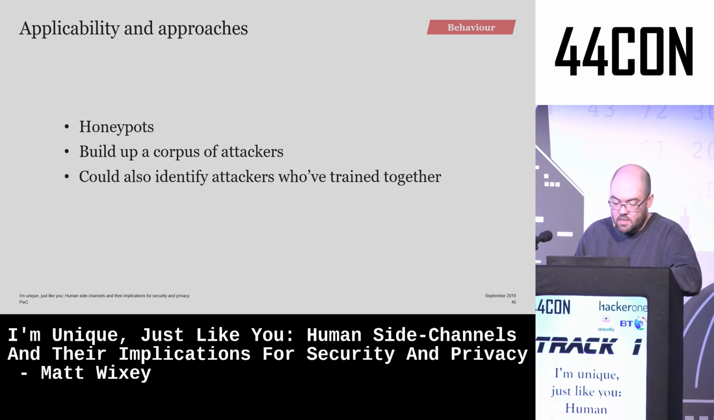Potentially, you could also use this technique to identify attackers who've trained together. This flies in the face of that distinctive, consistent personator psychology theory, but potentially you could do it. If you've got attackers who took the same pen testing course, for example, they might always do things a particular way.